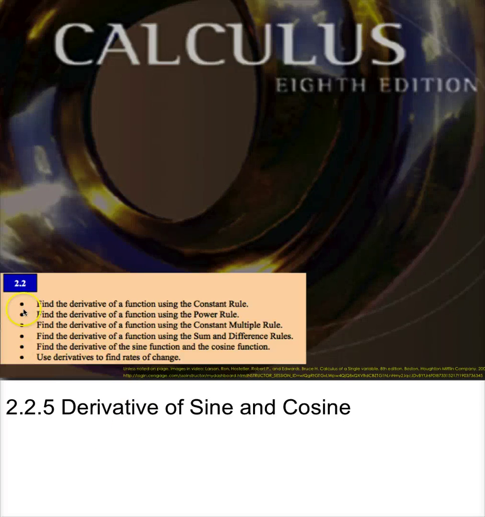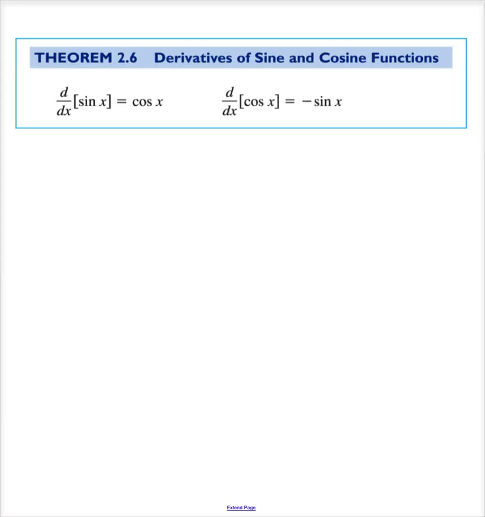Now let's look at the derivative of sine and cosine. The derivative of sine is cosine, and the derivative of cosine is minus sine. I will show you the derivative of sine, and you're going to need to be able to do the derivative of cosine. It's quite a bit of fun.